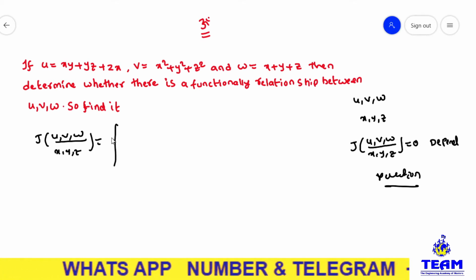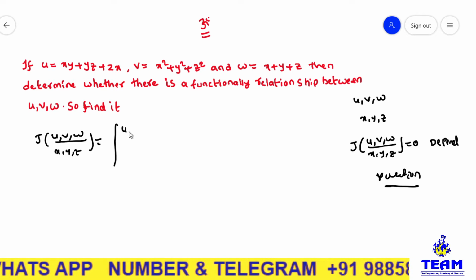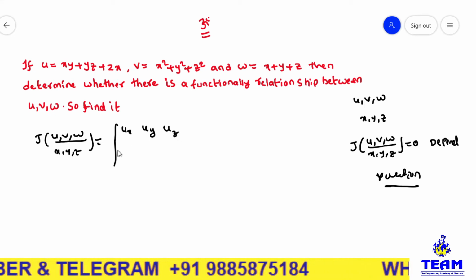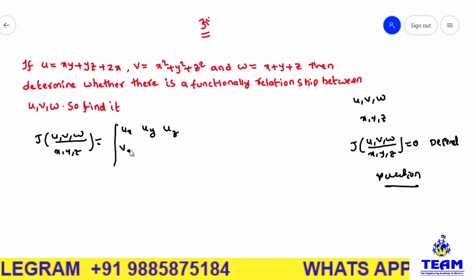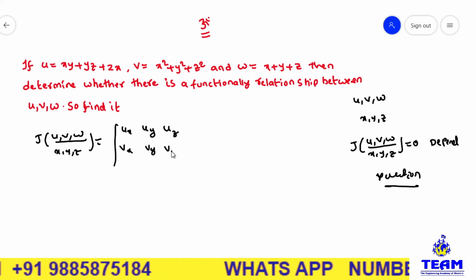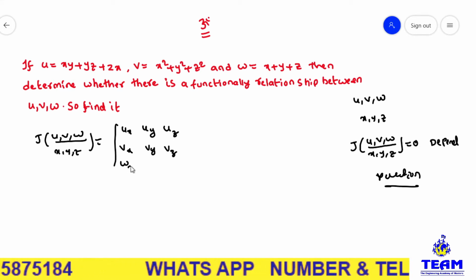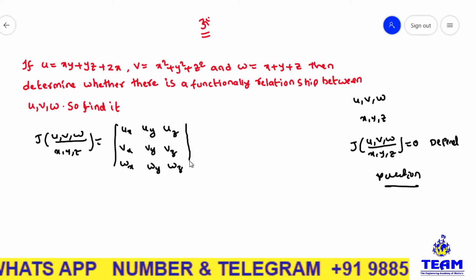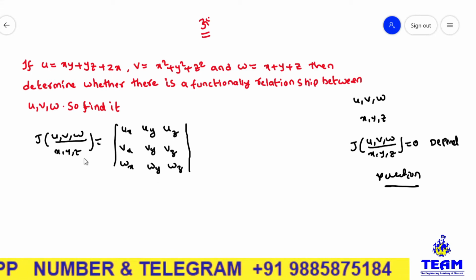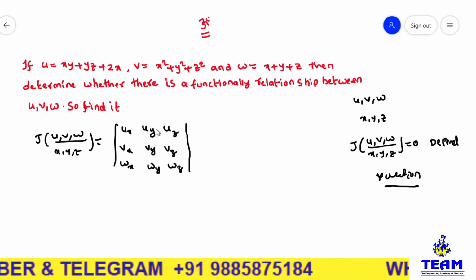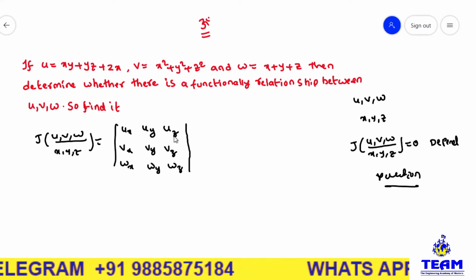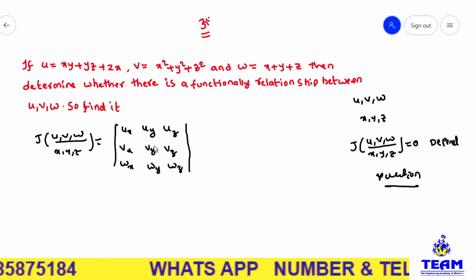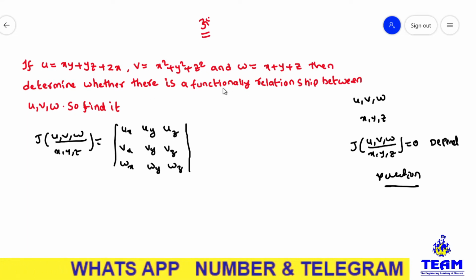We have u, which we differentiate partially with respect to x, u partially with respect to y, u partially with respect to z. Similarly, v partially with respect to x, y, z, and w partially with respect to x, y, z. Now we need to find the determinant of this. In the determinant we have dou u by dou x, dou u by dou y, dou u by dou z. That is, we differentiate u partially with respect to x, y, z, and similarly for v and w also.